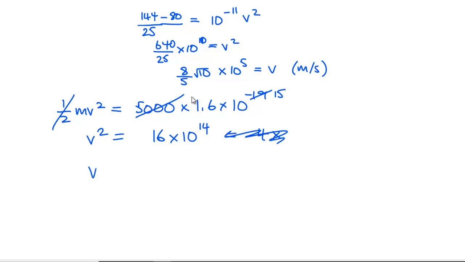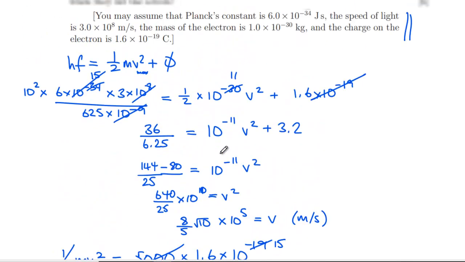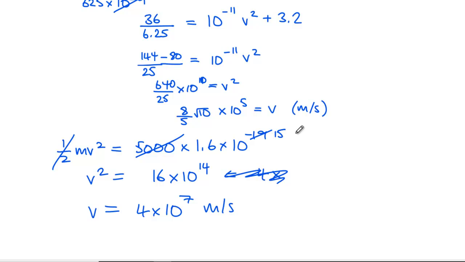Actually, we'll put it on a separate line because we're on v now. So 4 times 10 to the 7 meters per second, which is swamping anything that we got from the previous one, where we're an order of magnitude down from that. If we're just trying to stick to two significant figures, which is what we're dealing with here, root 10 is just over 3, isn't it? So we've got about 5 times 10 to the 5 there, give or take.